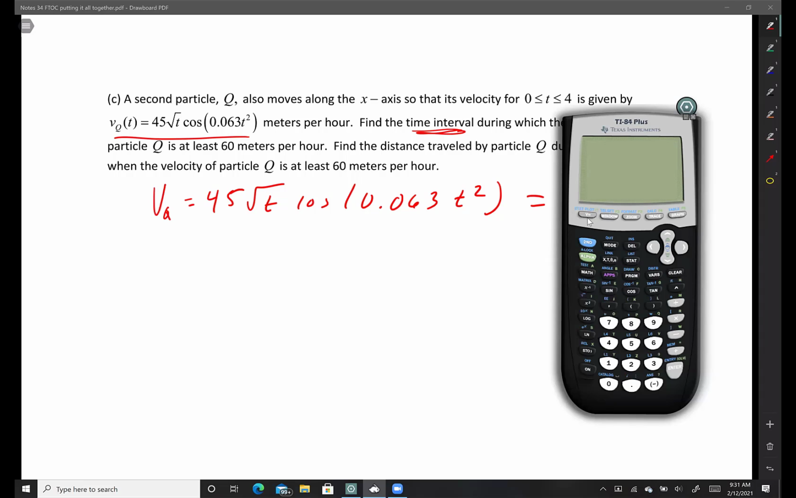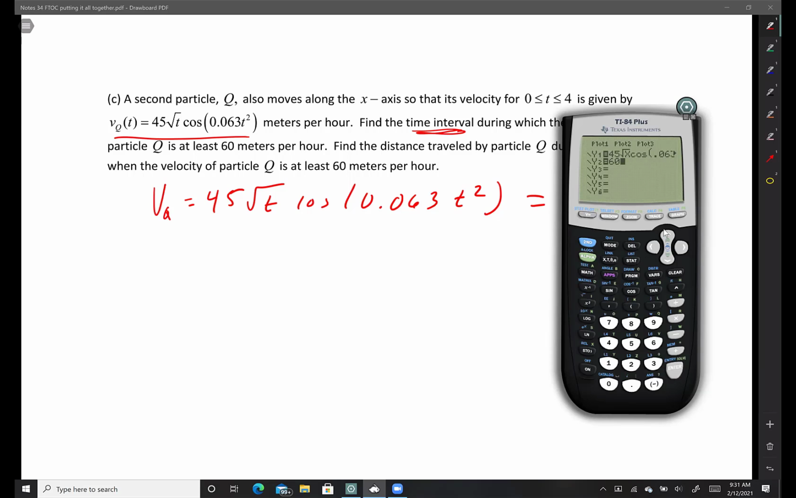So here we go. Go to Y equals. Oh, I turned it off by accident. And I'm going to type in this equation: 45 square root of x, and then get out of there, and then I'm just going to go cosine of 0.063 x squared. Close it. Did everyone do that on y1? On y2, type in 60.